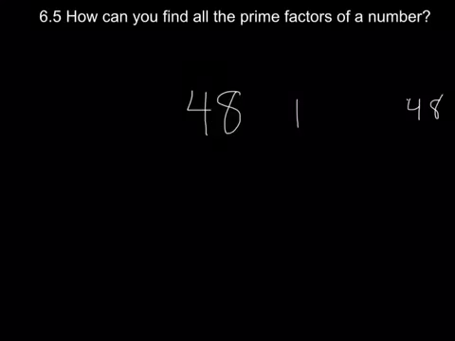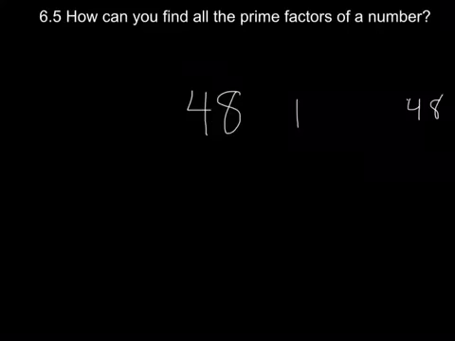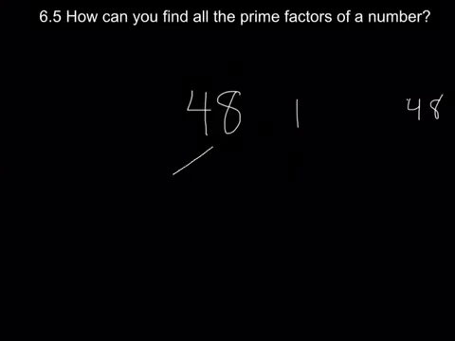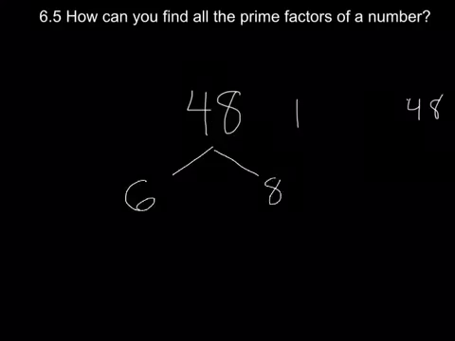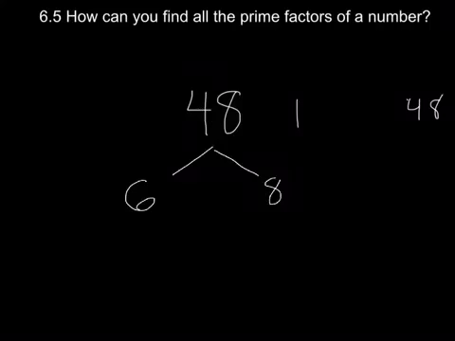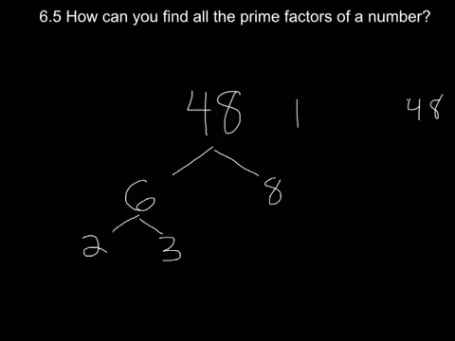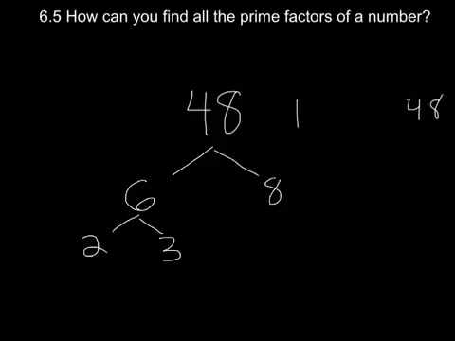Okay, so with a factor tree, what I do is I take two factors of 48. I'm going to do 6 times 8. Okay, 6 and 8 are not prime numbers, so I have to keep breaking down these factors until I get to a prime number. I'm going to start with 6. I know that 2 times 3 is 6, and I also know that 2 and 3 are both prime numbers. Okay, so I have broken the number 6 down into its prime factors, because I can't break 2 and 3 down into any more factors because they're prime numbers.